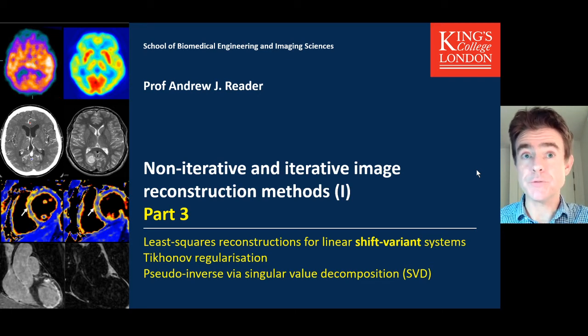This is part 3 of the lecture, Non-iterative and Iterative Image Reconstruction Methods. Here now we're going to move on to the case of more general linear mappings, in other words, linear shift variant systems, and then look again at Tikhonov regularization, as well as doing direct inverses via SVD, the singular value decomposition.